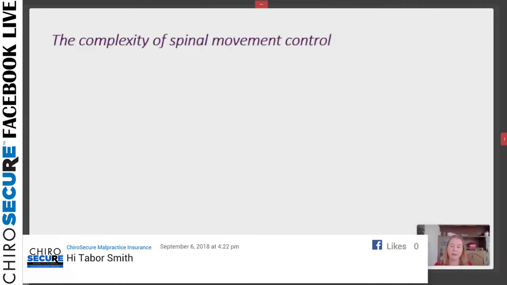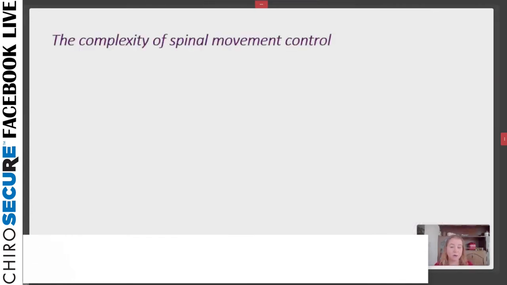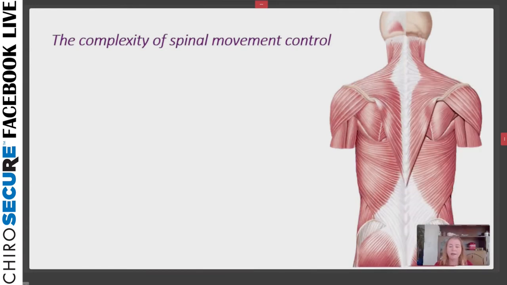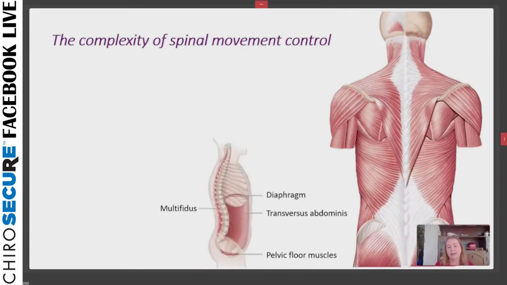But it's even more complicated than that. And this is when it gets really quite cool. Not only do you have those multiple layers of muscles, but what also is attached to the spine is the diaphragm and the pelvic floor muscles. So as the brain is sensing what's going on in the spine and trying to control spinal movement, it also needs to coordinate your breathing, which is happening all the time, right?